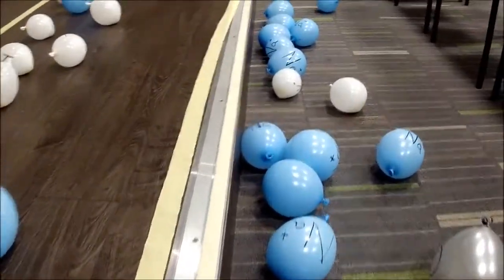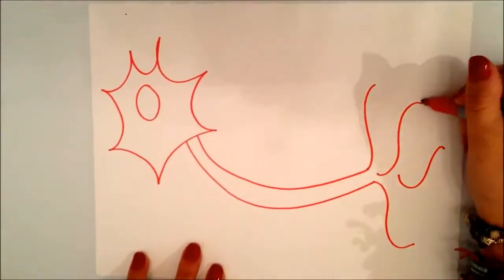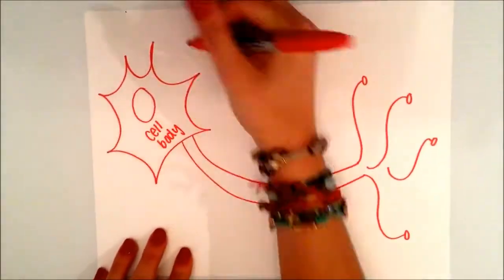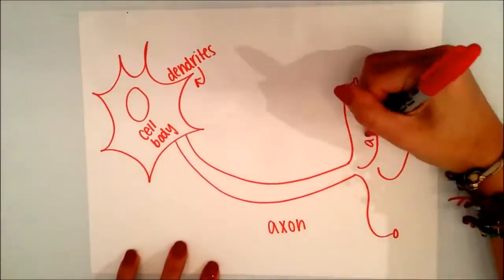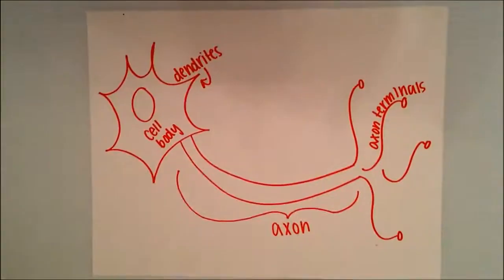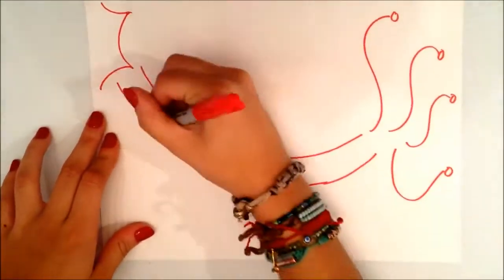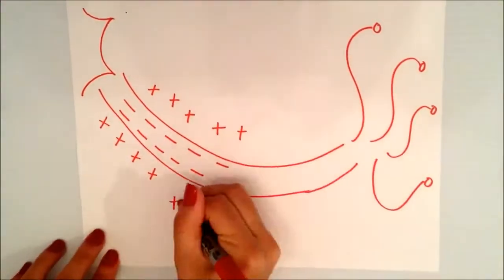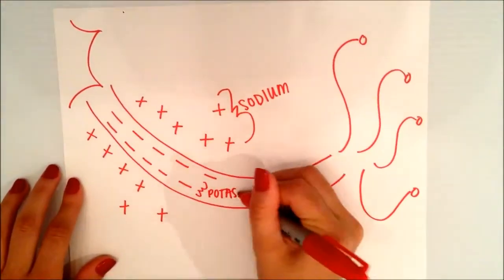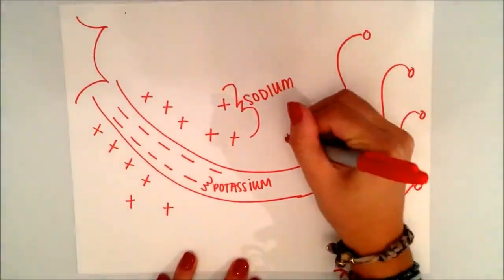In the neuron, under normal conditions, there is an electrical charge across the cell membrane. The inside has a negative charge and the outside has a positive charge. This happens because of ions, which are atoms that carry a positive or negative charge. There are mostly negative ions inside the cell and mostly positive ions outside the cell. The important ions for the action potentials are sodium and potassium, which are both positively charged.